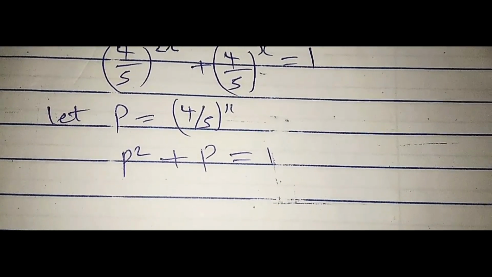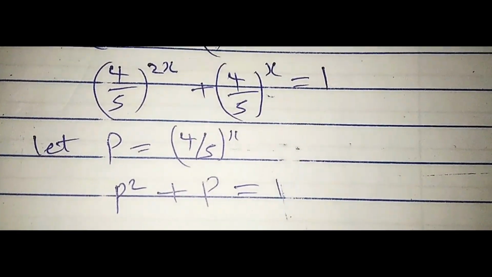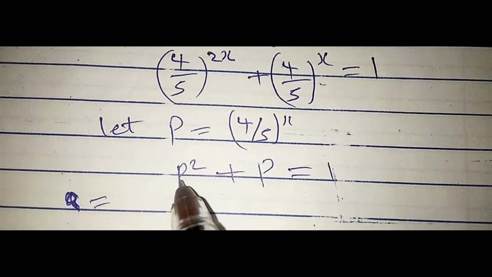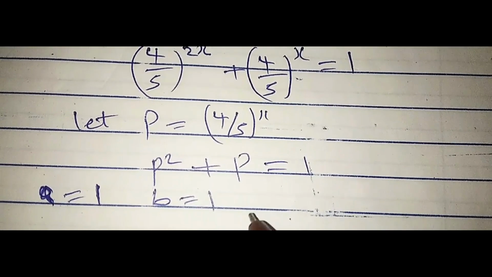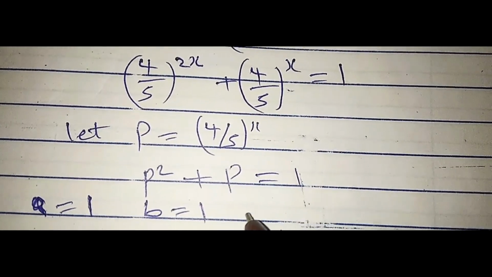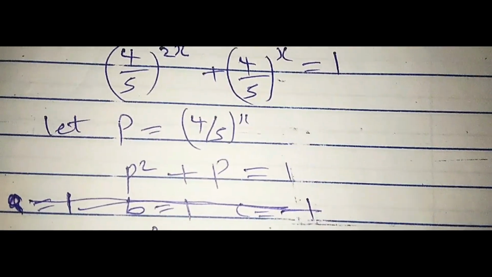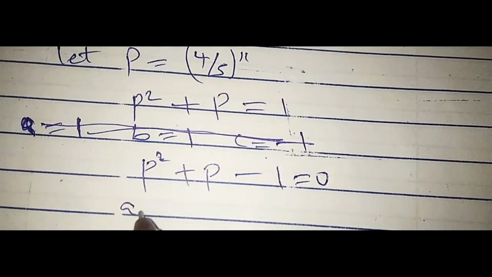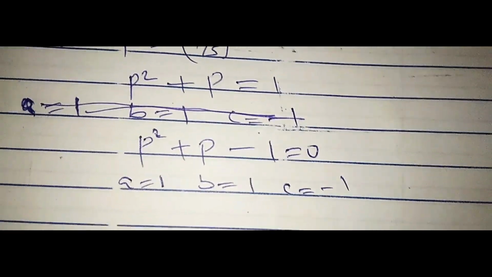For more understanding of that, I've already done a video of that on this channel. So we say a is the coefficient of the quadratic term p squared, which is 1, b for the linear term is 1, and c is going to be minus 1, because I missed a step: this is going to be p squared plus p minus 1 equals 0. So a is 1, b is 1, and c is minus 1.